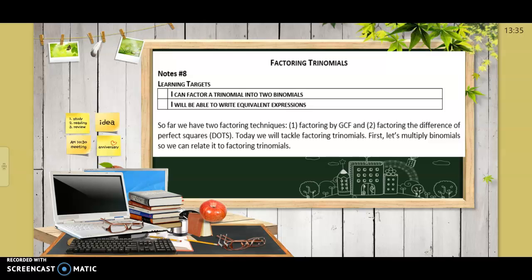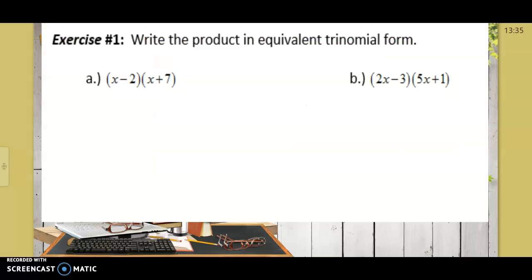Factoring trinomials. All right, like I said, we've already factored before. This is a little different. Instead of trying to pull out a greatest common factor or trying to use the difference of perfect squares method, we will talk about how to factor trinomials. They'll be pretty easy when you're factoring a trinomial that has a 1 in front of x squared. They'll be a little bit more difficult when there's not.